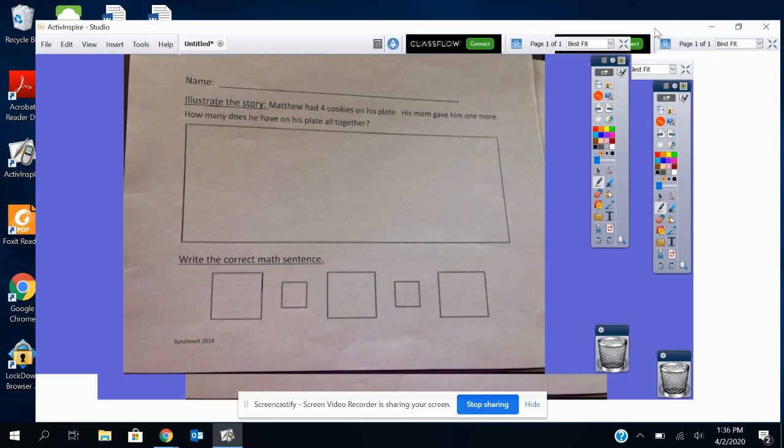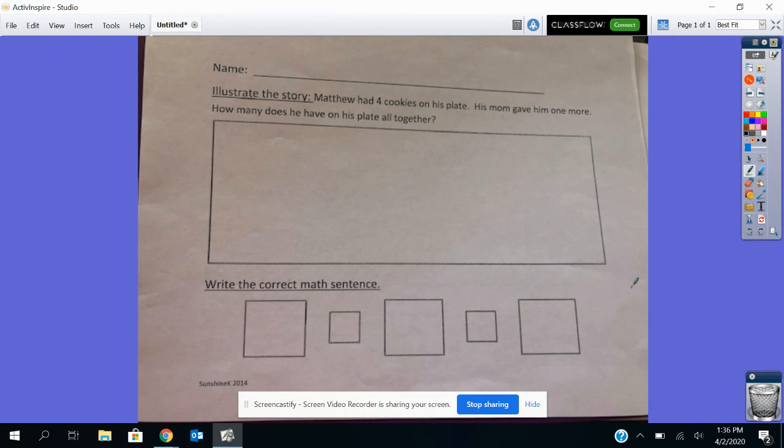Hey guys, so today we're going to do some story problems and I'm going to show you how to do an addition story problem. We're going to read it together. I'm going to show you some important words and then we're going to do the number sentence together. That way when you go off to do it on your own, you'll know what to do, okay? So this says Matthew had 4 cookies on his plate.